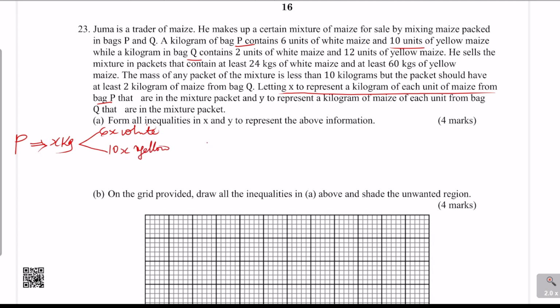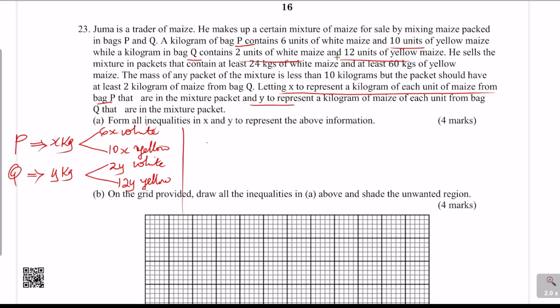That is for yellow. Then for bag Q, we are letting Y represent a kilogram of maize of each unit. We have 2 units of white maize, so those kilograms will be 2 multiplied by Y, that is 2Y. Then for yellow, there are 12 units, and remember 1 unit contains Y kg, so this will be 12Y. Now after identifying that, we can write the inequalities.